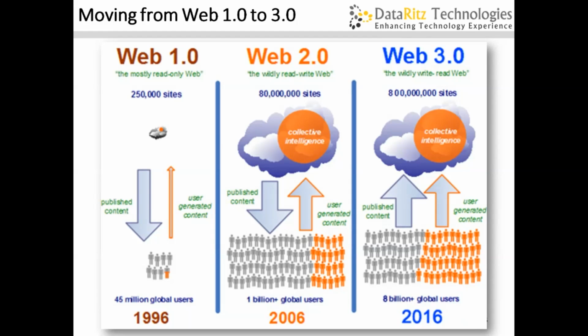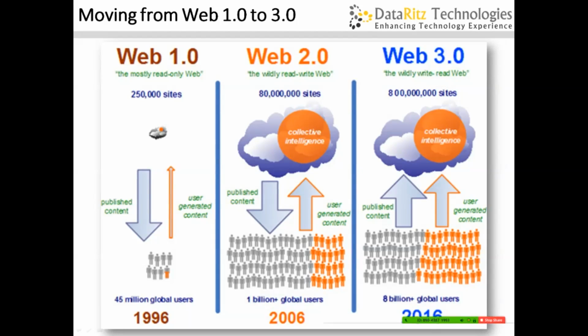Now we are working on the 3.0 version. So here you can have an idea. The web mainly started from 1996, and we had around 45 million global users in this area, and 250,000 websites. If you just see the most.